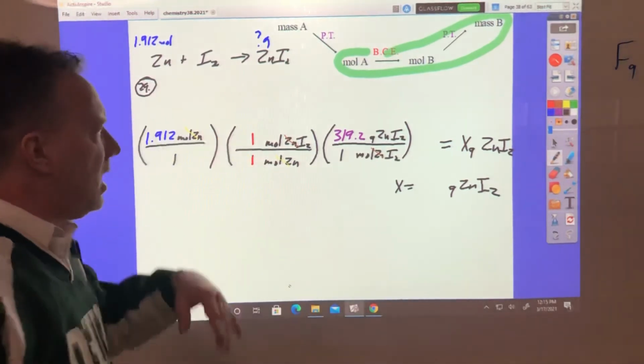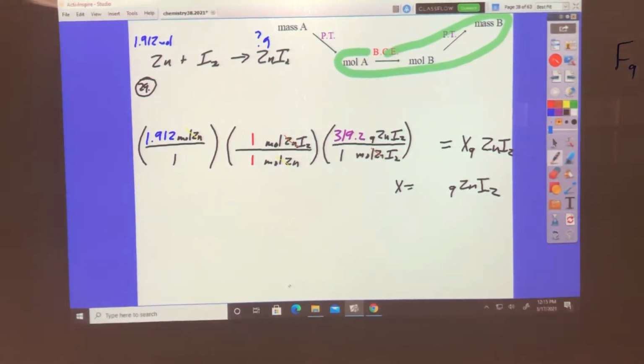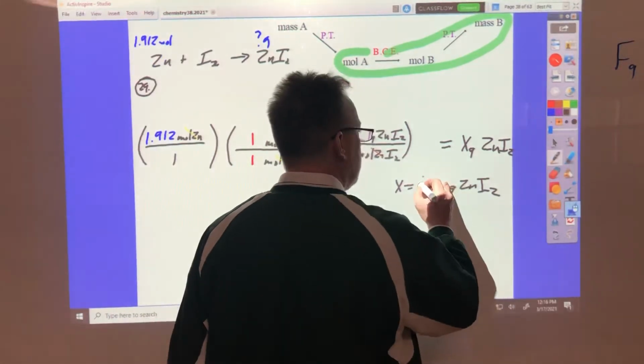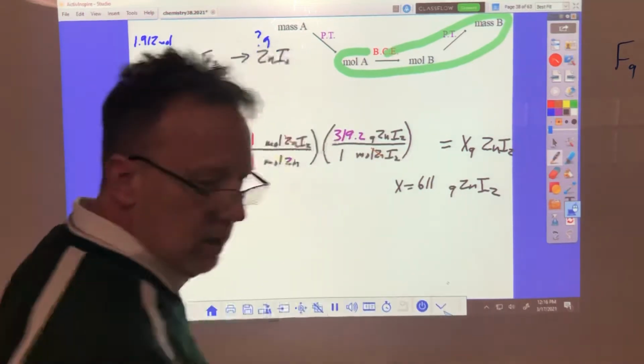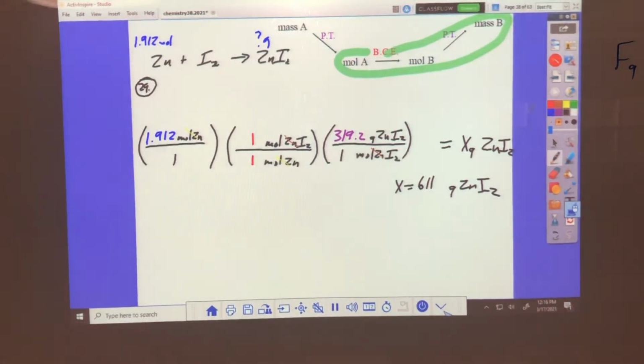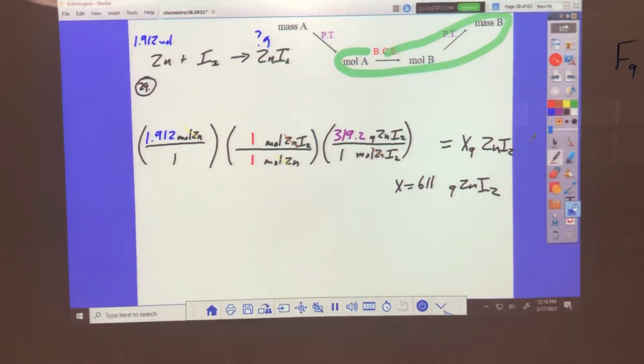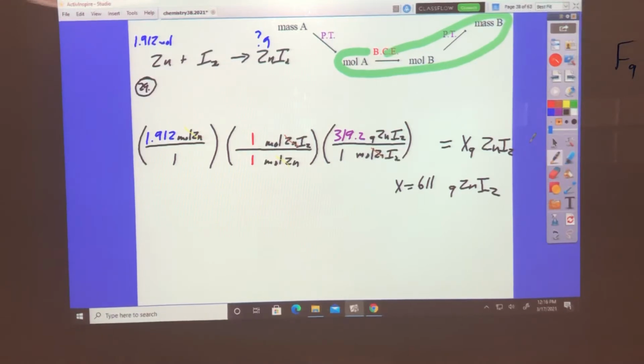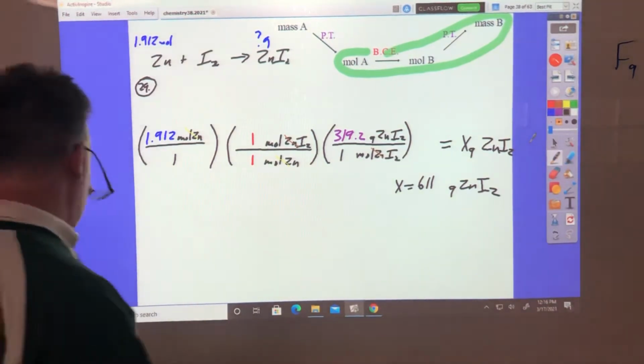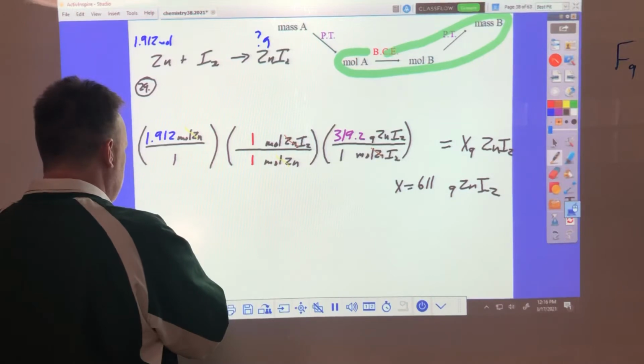So you multiply all this out, and it comes out to be, I can do that right here, 1.912 equals 611 grams. Almost. 611 grams. Now that is my theoretical yield. So if I look at the next section, determine the percent yield if 515.6 is recovered.